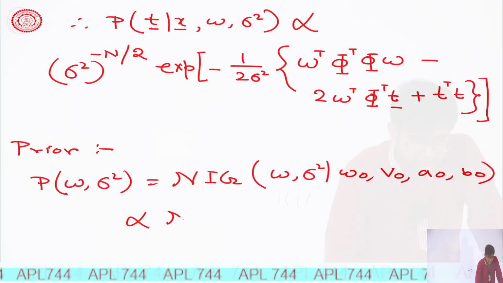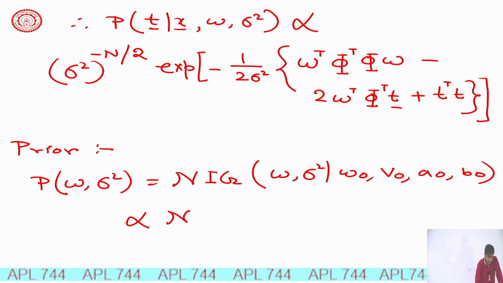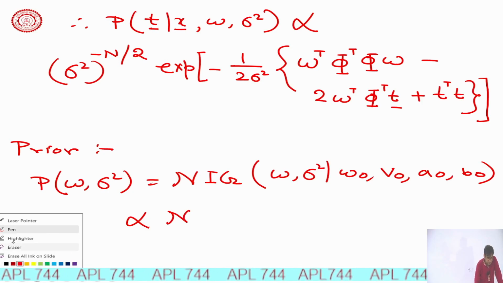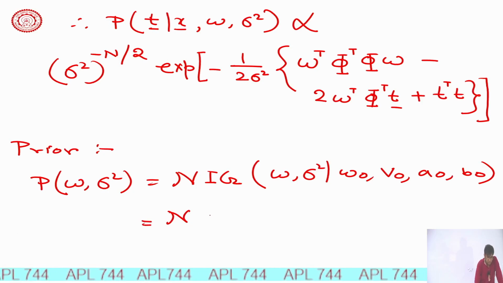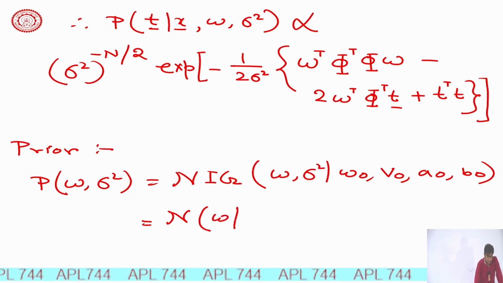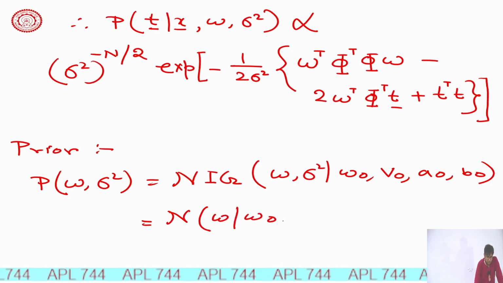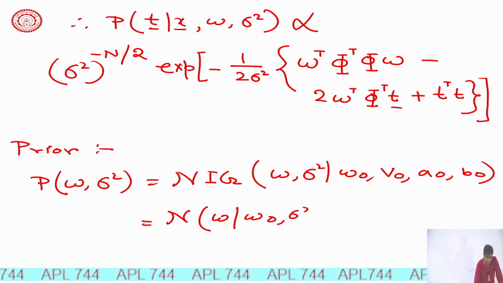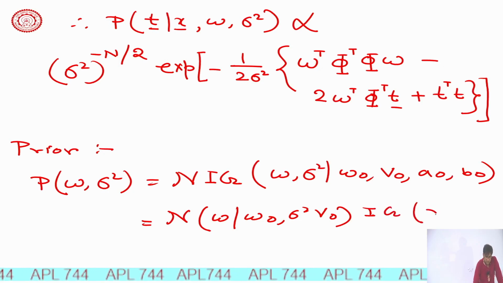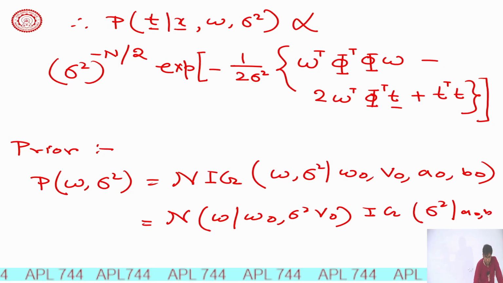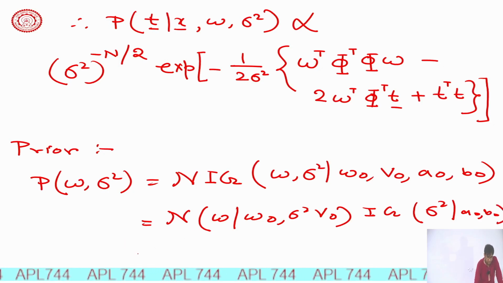So this is Gauss, okay, not proportional to, if I am writing in this manner. If I am writing in this manner, it is actually equal to Gauss W given W naught comma sigma square V naught, inverse gamma sigma square given A naught comma B naught, which is proportional to the Gaussian part. If I write, it will give me sigma square.